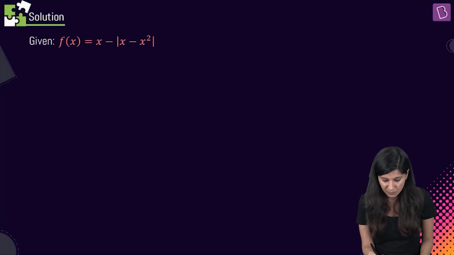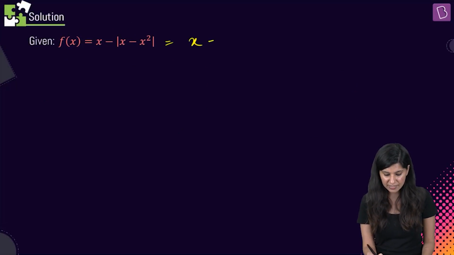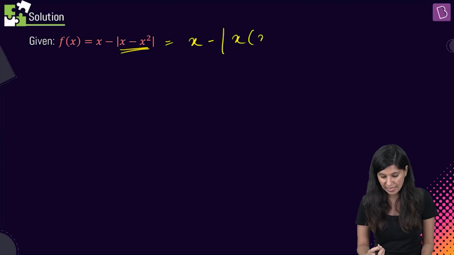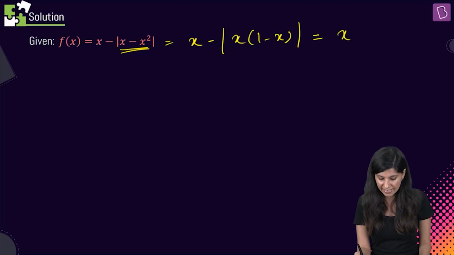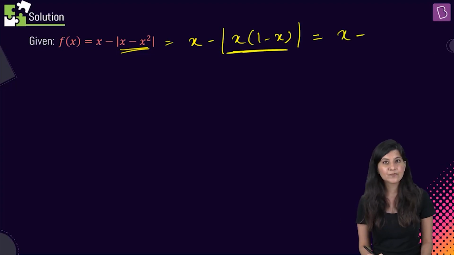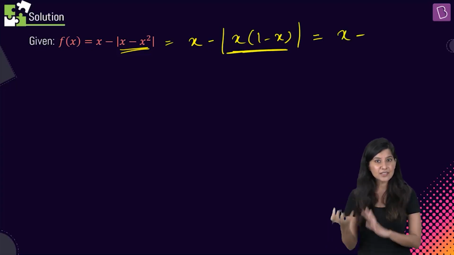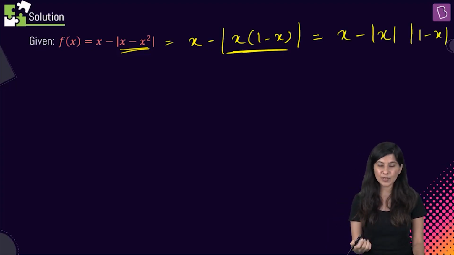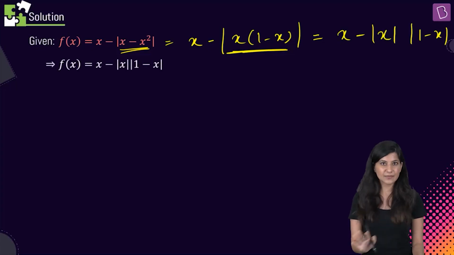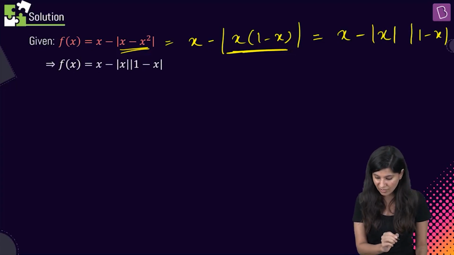All right. So this is your function, right? And so if I modify this function, can I write this function as x minus, now this is nothing but modulus of x, and then we have modulus of 1 minus x? So this can be rewritten as x minus modulus x, modulus 1 minus x, by using the property of modulus. Yes, we can do that. Okay, now let's define this whole function.